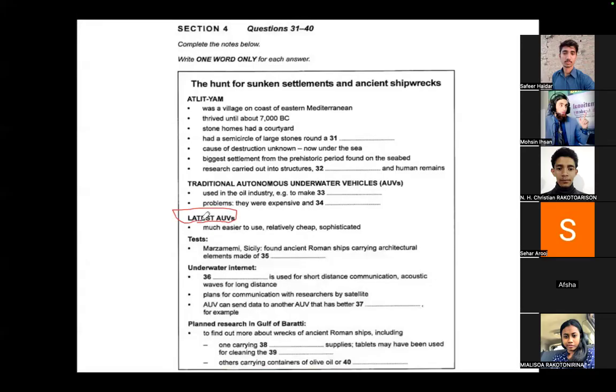But the latest AUVs are much easier to maneuver. They can be launched from the shore or a small ship, and they're much cheaper, which makes them more accessible to research teams. They are also very sophisticated. They can communicate with each other and, for example, work out the most efficient way to survey a site or to find particular objects on the seabed.